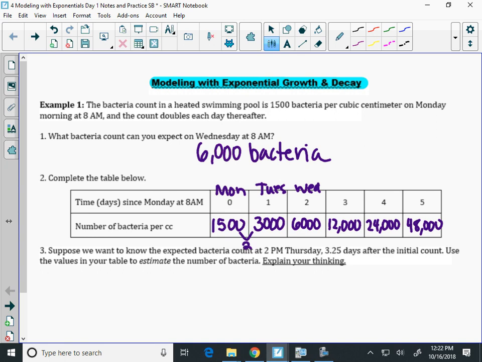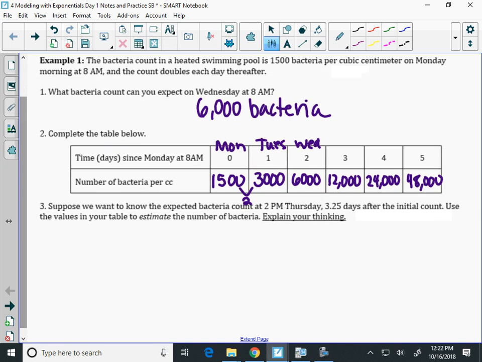So suppose we want to know what is the bacteria count at 2 p.m. on Tuesday or Thursday. I lied. 2 p.m. on Thursday. That is 3 1/4 or 3.25 days after we started counting the bacteria. Can we estimate? Yeah. What do you think? So do somewhere in here, right? 3.25 is somewhere in there.